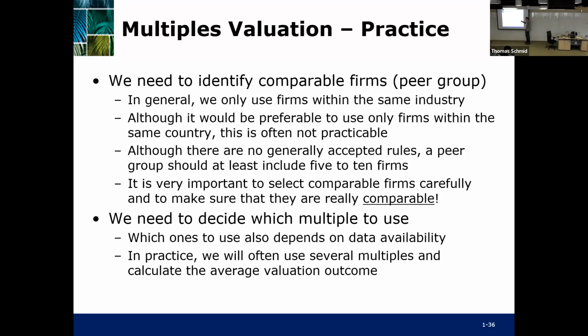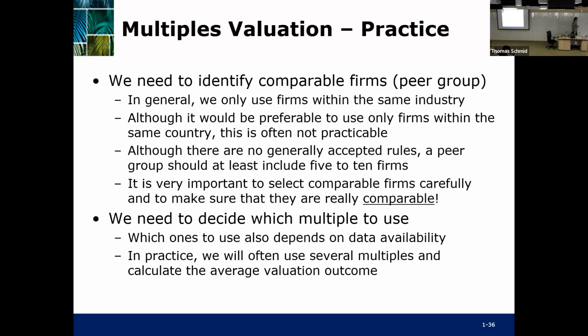These multiples also have variation across countries, but these variations tend to be relatively small compared to variation across industries and business models. So as a rule, this is the most important thing: comparable business model, same industry. Same country, yes, if possible, but if not possible, okay. So one is more important than two here. Okay?